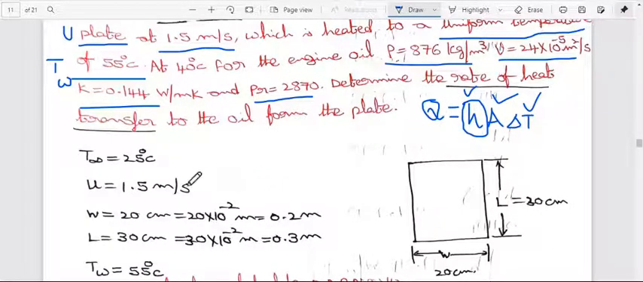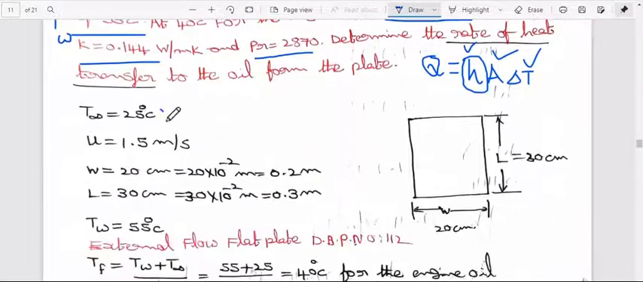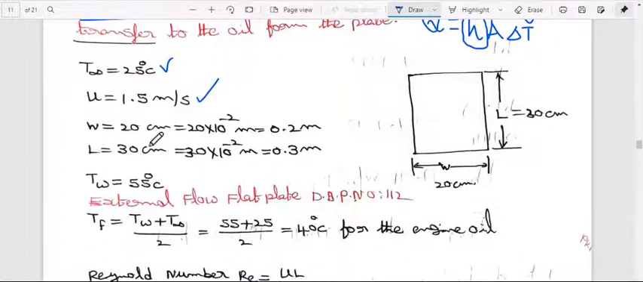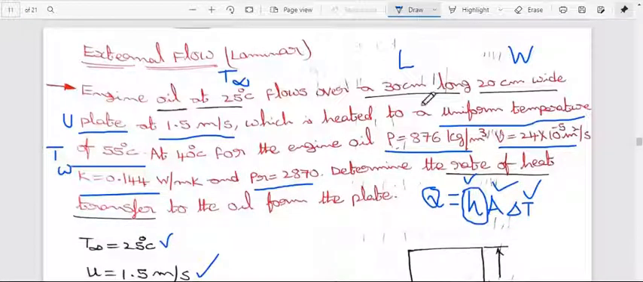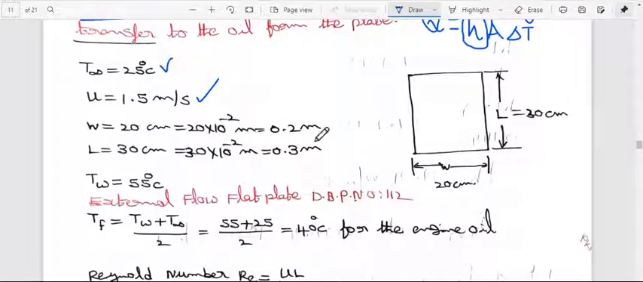So convert to heat transfer coefficient. This is the given data. T infinity is equal to 25, and U equal to 1.5 meters per second. Length equal to 30 centimeters and width equal to 20 centimeters.